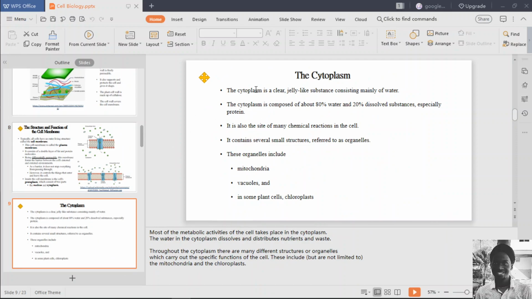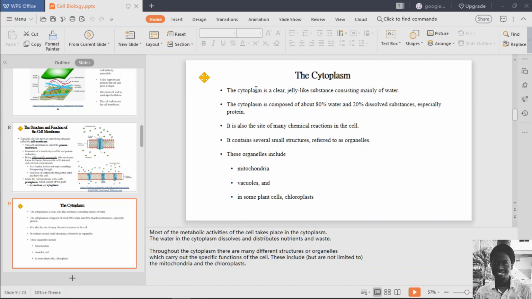What really is the cytoplasm? Well, the cytoplasm is a clear jelly-like substance consisting mainly of water. As a matter of fact, it has 80% water and about 20% dissolved substances. These substances are mainly protein. The cytoplasm is also the site where many of the chemical reactions inside the cell occur. It contains several small structures referred to as organelles, and these organelles include mitochondria, vacuoles, and in some plant cells, chloroplasts, because not all plant cells have chloroplasts.